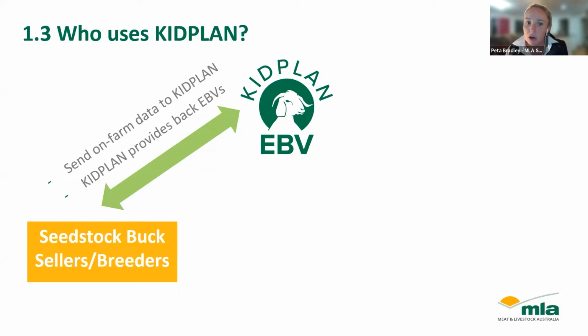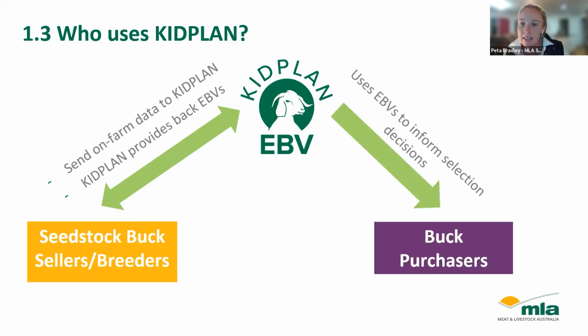If you're a seedstock buck breeder or seller, you send your on-farm data that you've captured to us at Sheep Genetics or to KidPlan, and I'll talk a little bit more about what types of data are captured generally. Then we provide those estimated breeding values back to you for your business, so you can make selection decisions, but you can also sell bucks using those EBVs. The other category you might fall into is the buck purchaser.